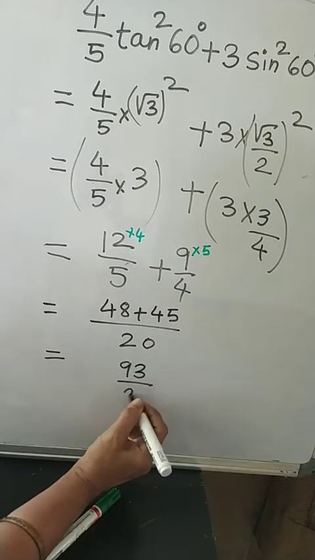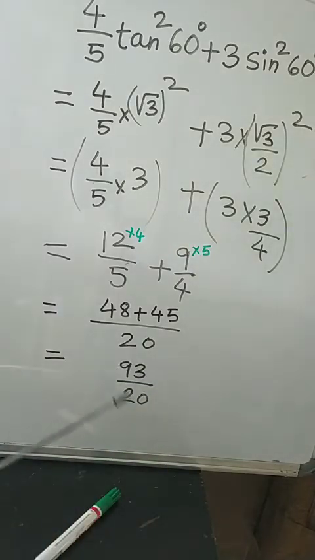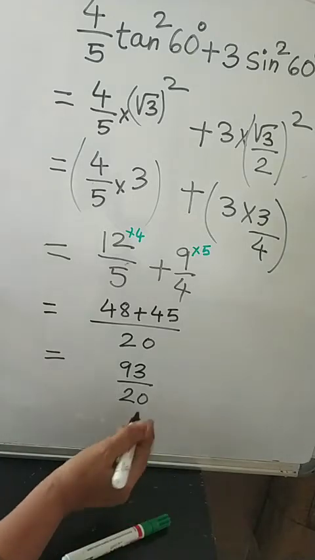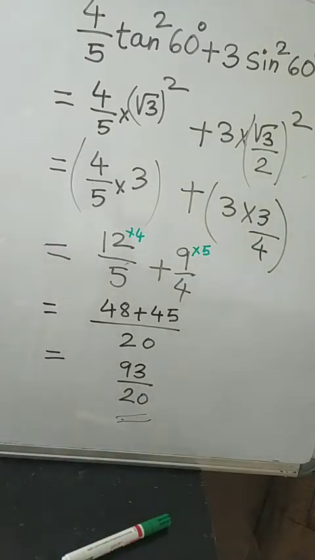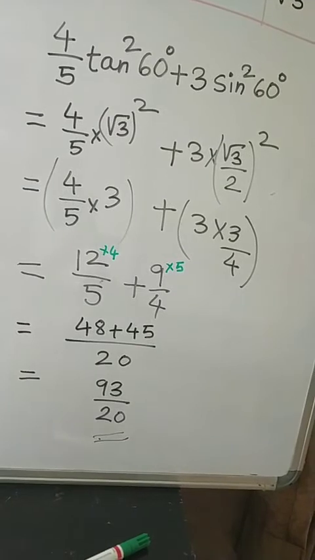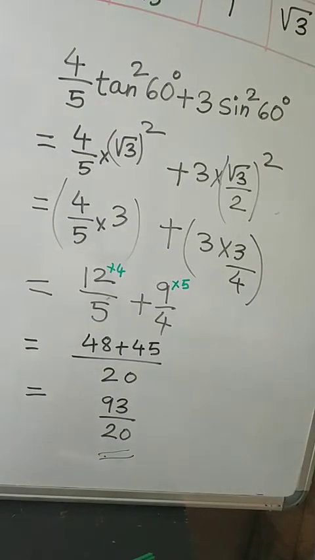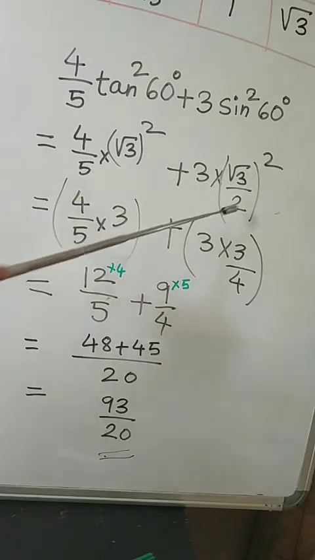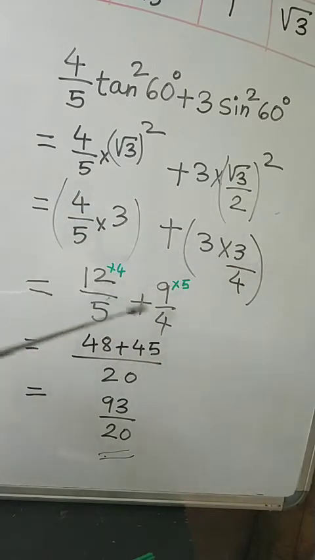93 upon 20. There is no cancellation of 93 and 20, no common term. So no cancellation is possible. Therefore, this becomes the answer. 93 upon 20 is the answer for this. So this is a sum where you first substitute the values, then put the brackets, open the bracket, solve the addition of two fractions, and you get the answer. If any cancellation were possible, there would have been a few more steps.